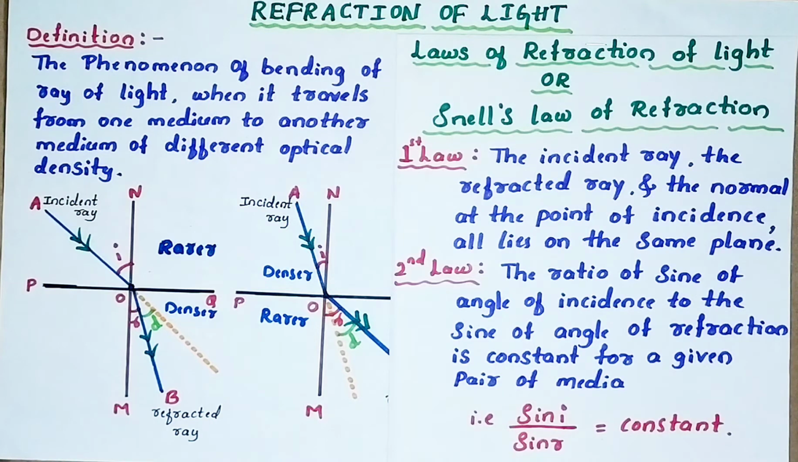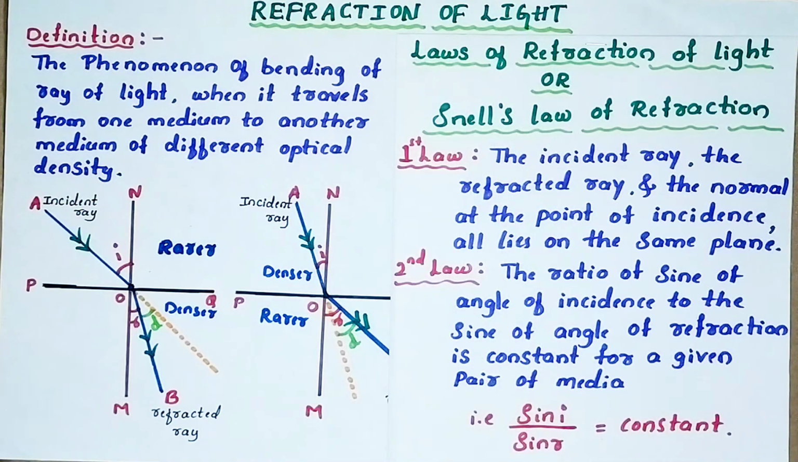What is the cause of refraction of light? You should remember, the refraction of light takes place only because of a change in the speed of light. When the speed of light changes, then refraction of light takes place. Now, why does the speed of light change? Because of different optical density. That is, when it is traveling from lower density to higher density or higher density to lower density, the speed of light changes, bending of light takes place, and this is refraction of light.